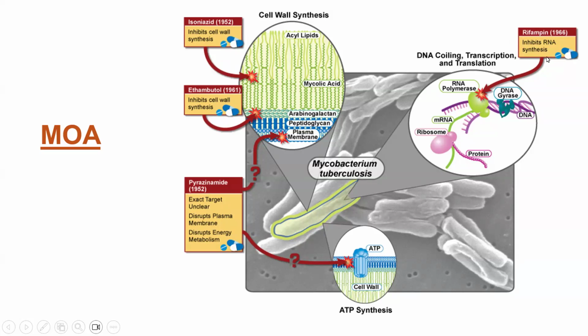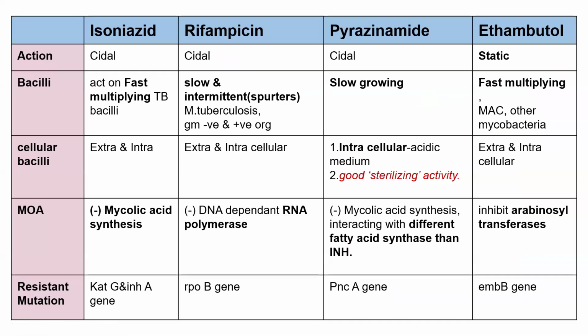Coming to rifampicin, it mainly acts by inhibiting the DNA-dependent RNA polymerase, thereby inhibiting RNA synthesis. Coming to pyrazinamide, the exact mechanism is not known, but it also somehow inhibits cell wall synthesis by binding to a different ATP synthase enzyme. These are all the main mechanisms of action. I have made a table for the main points for the first line drugs.